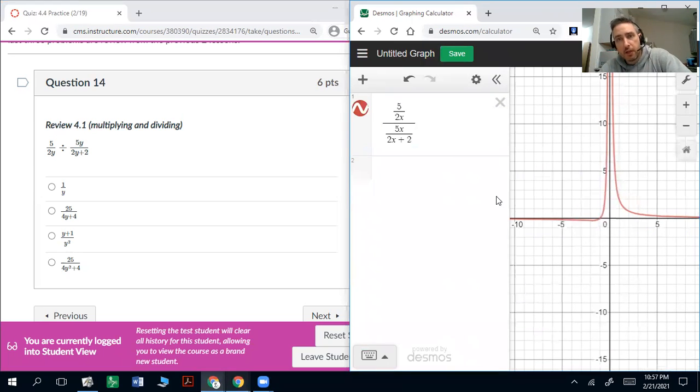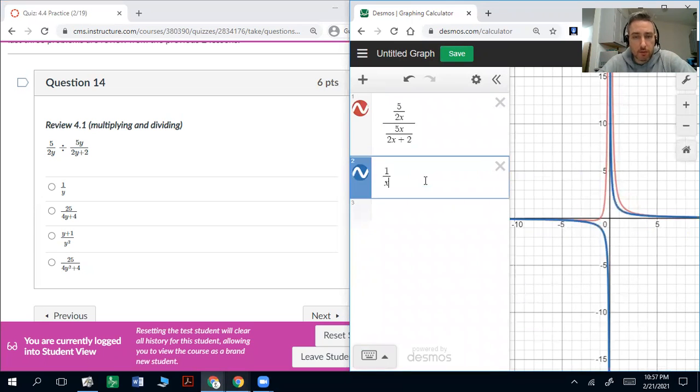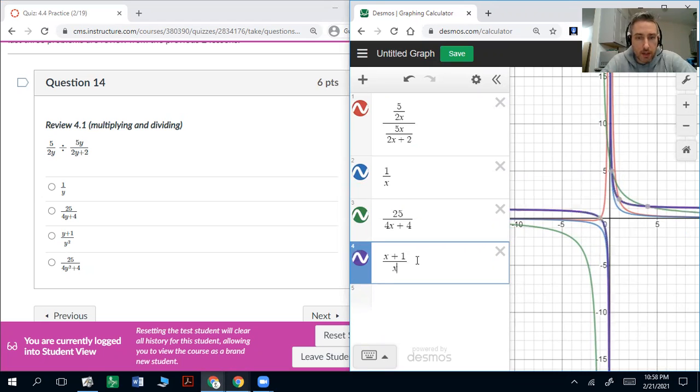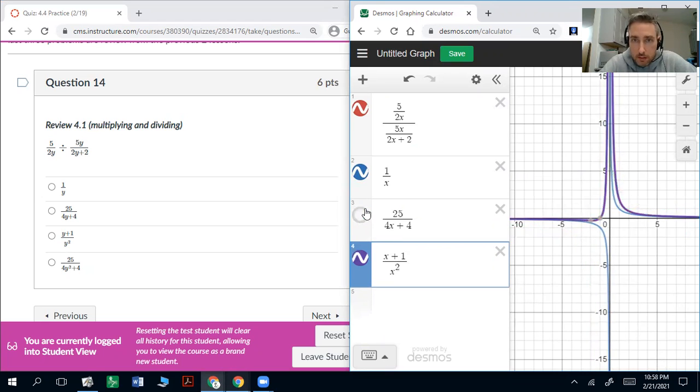There's your graph right there. Let's put our answer choices in. 1 over x, no. 25 over 4x plus 4, no. X plus 1 over x squared. Yes, that matches up.